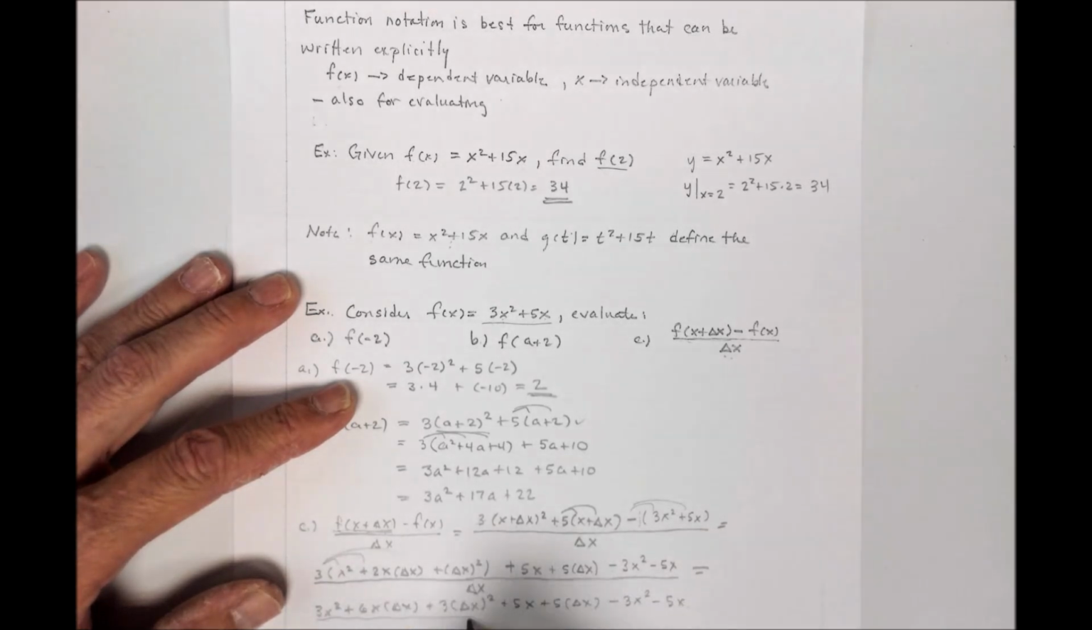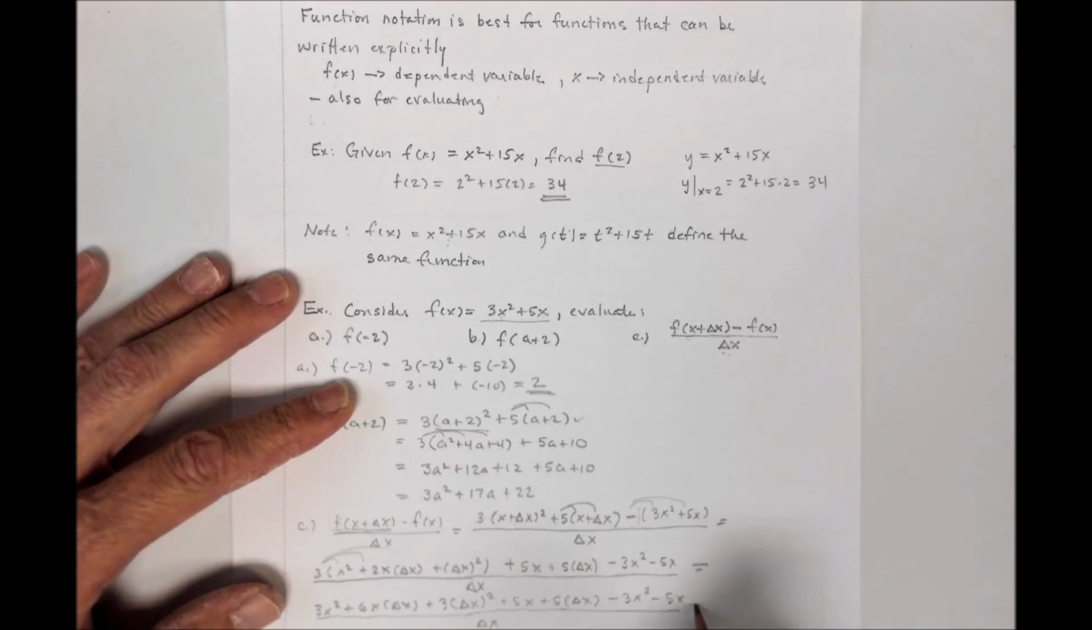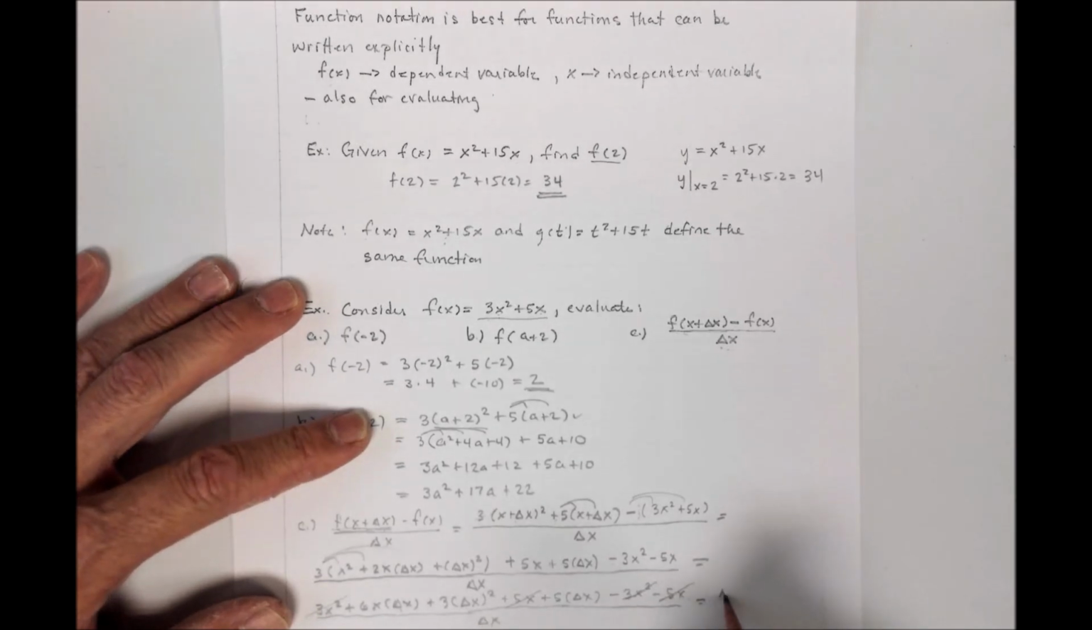Now, fortunately for us, this is going to simplify a little bit, which is good because I'm about out of space on my paper here. I can cancel this out with this, and I can cancel this out with this. And notice here, I have 3 terms remaining in my numerator, and all of them have at least one factor of delta x. So I am going to factor that delta x out of those 3 terms, and I'm going to get 6x plus 3 times delta x plus 5. And all that's being divided by delta x.